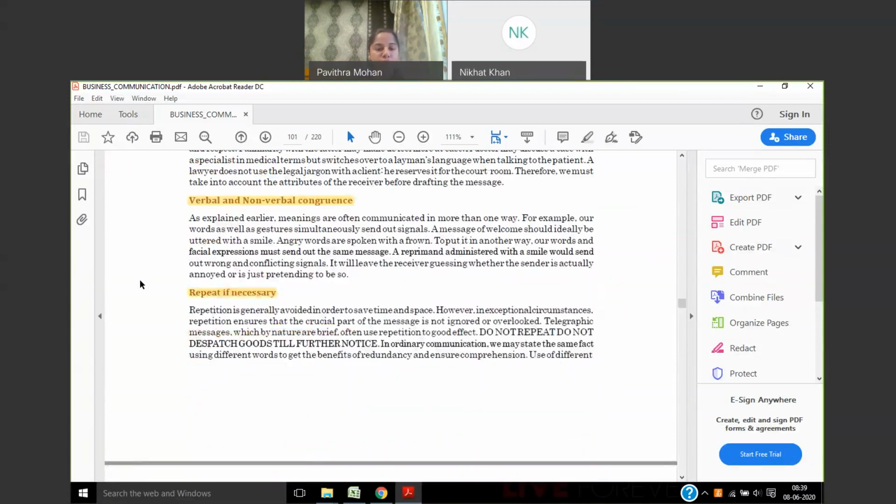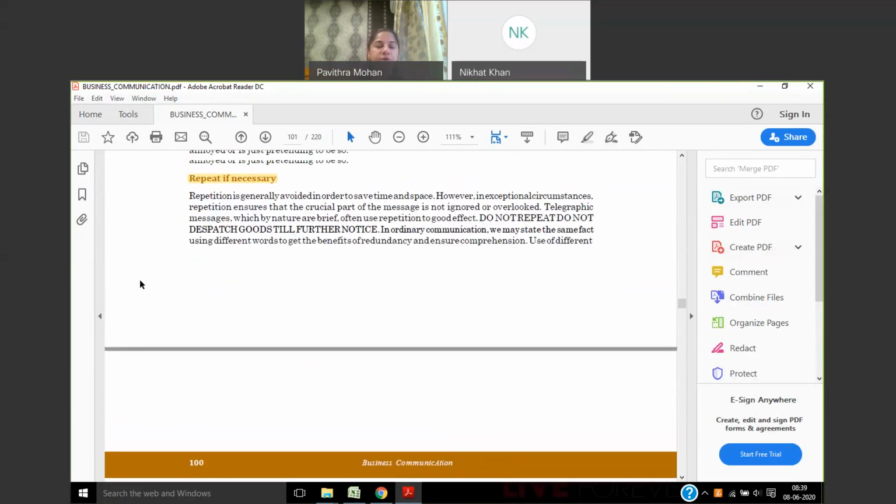Verbal and non-verbal congruence. Here we speak not just about the verbal impact, but also the non-verbal. Non-verbal means facial expressions and body language. We will explain what the non-verbal methods are and the different ways in the coming sections. Then, repeat if necessary. In oral communication, if my receiver is not able to understand, then kindly repeat the information so that it is clear for them and they can take proper action.